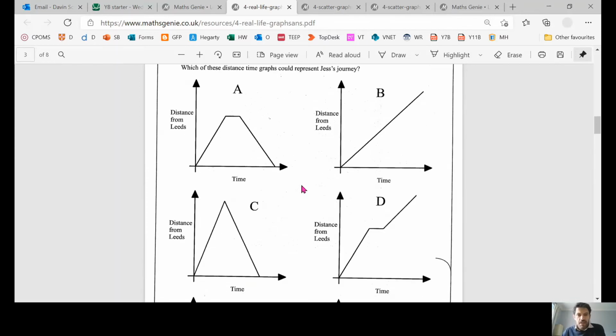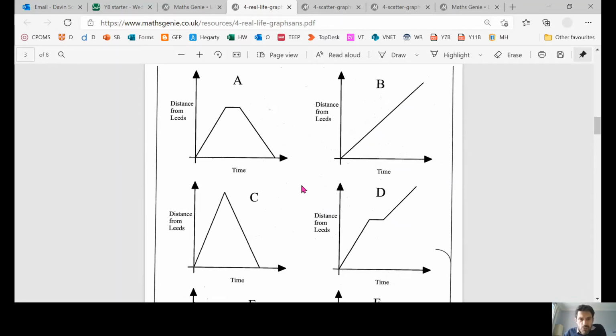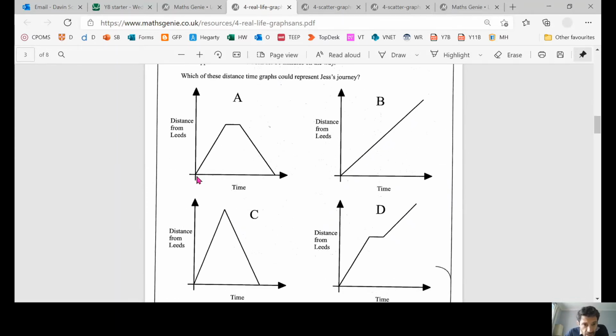What I'd rather you do is think about what each of these is showing. So here, look, she's got a constant speed. She's stopped. Look, it's distance from somewhere rather than just distance. So she's travelling away from Leeds, she's stopped, and then she returns, but she's going slower. Gradient is less. On B, she's going at a constant speed, but she's always moving away from Leeds and she never stops. Her distance is always increasing.